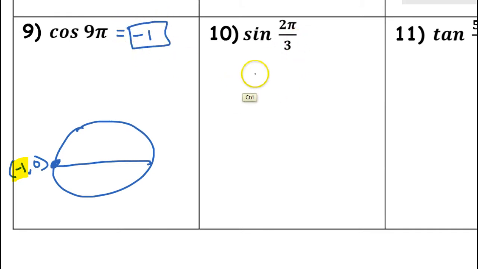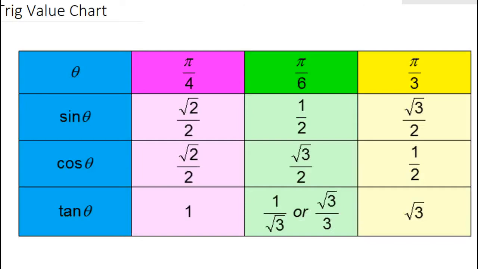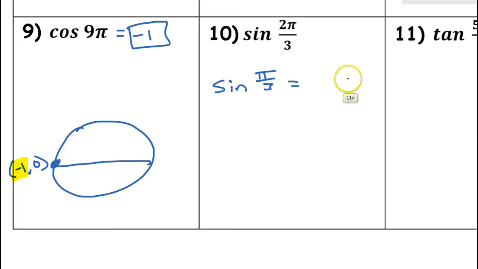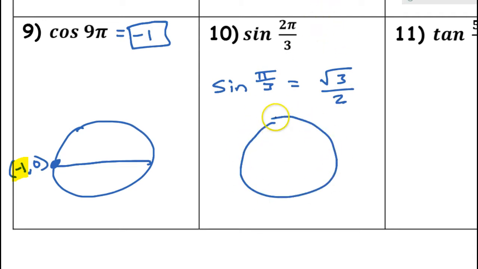Okay, sine of 2 pi over 3. Well, let's start by asking ourselves, what's the sine of pi over 3? Alright, we've memorized that the sine of pi over 3 is radical 3 over 2. So that's going to be radical 3 over 2. Now the sine of 2 pi over 3 is either going to be radical 3 over 2 or negative radical 3 over 2. So we just need to know what quadrant we're talking about.